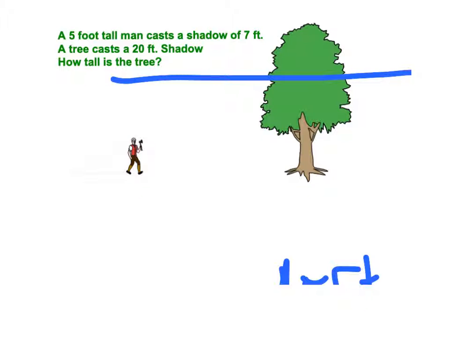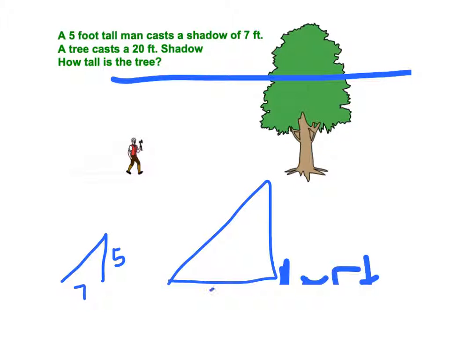Okay, so let's draw our two triangles. Here's my man. He was 5 feet tall, and his shadow was 7 feet. And my other triangle is larger. It was the tree, and its shadow was 20 feet, and I'm looking for the height of that tree. So you can notice that I ripped the two triangles apart again, and now you need to set up a proportion. So I will say the height of the man over the height of the tree will equal the same thing as the shadow of the man over the shadow of the tree.